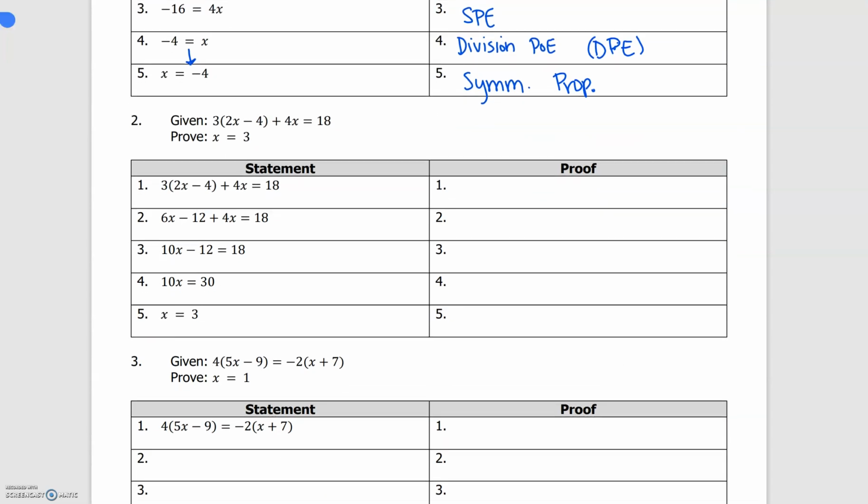So again, step 1 is the given. If you want to go ahead and try to go from here to here, from here to here, each step filling in the reasons or the proof. A lot of times you might see the word reason. Excuse the baby. Let's go ahead and try that.